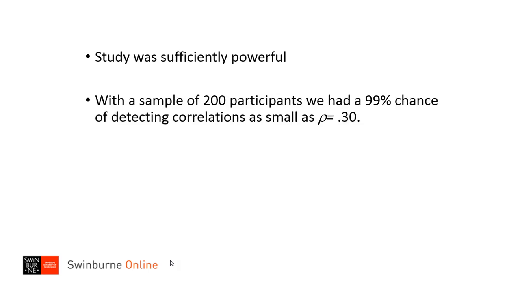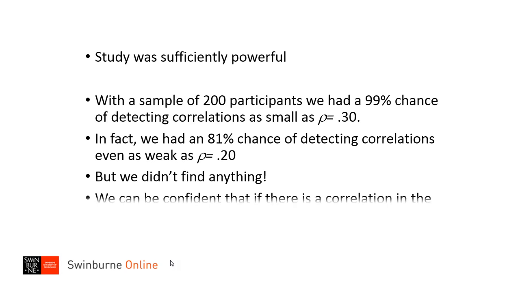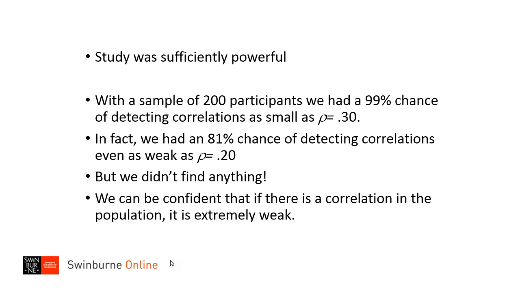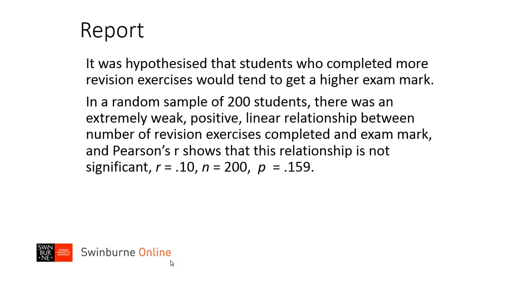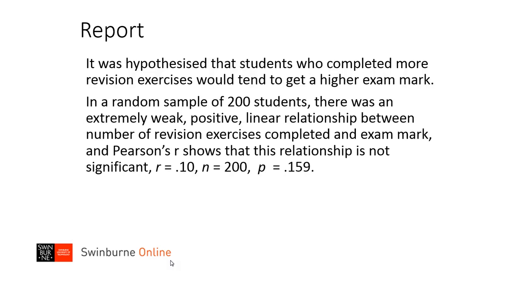With a sample of 200 participants, we had 99% chance of detecting a correlation as small as 0.3, and in fact we had an 81% chance of detecting correlations even as weak as 0.2 if you go to the 0.2 column in your table. But we didn't find anything, so we can be confident that if there is a correlation in the population, it is extremely weak. So you write your report as usual, and you conclude as usual.